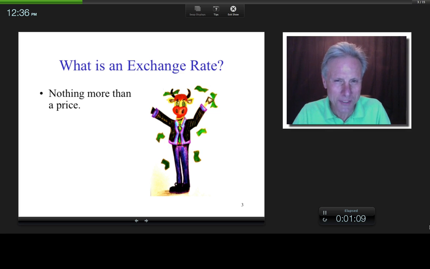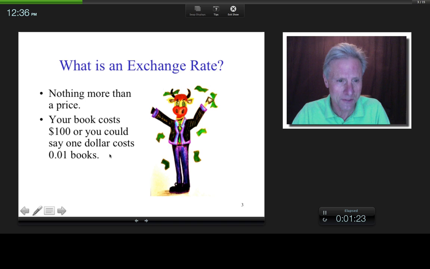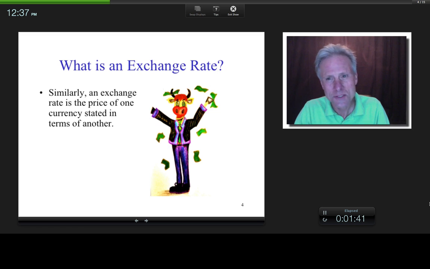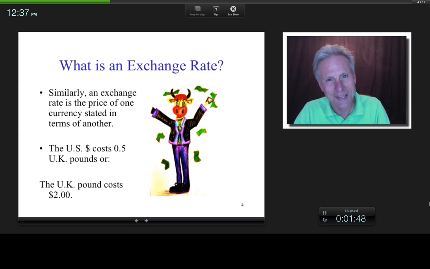However, what makes it a little bit different is that when it comes to buying stuff, if it takes, say, $100 to buy a book, you might say the price of the book is $100, right? But would you ever say, as it says here, that $1 costs 0.01 books? You wouldn't, right? That's where it can be slightly different. It's still a price, but it can be slightly different in how that price is communicated. In any case, it's nothing more than the amount of currency it takes in terms of another currency. To illustrate the difference, you might say the US dollar costs 0.5 UK pounds, or the UK pound costs $2. So that's what an exchange rate is.